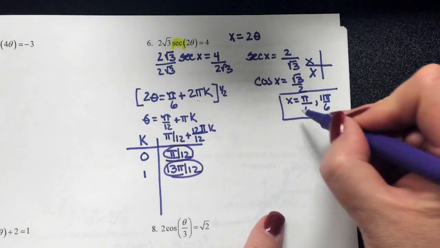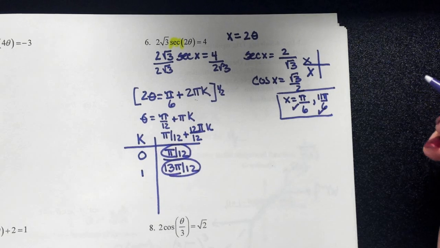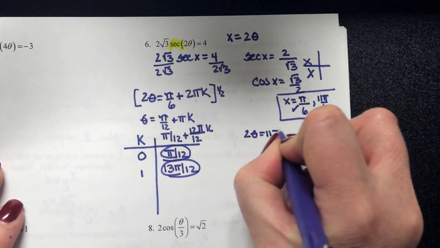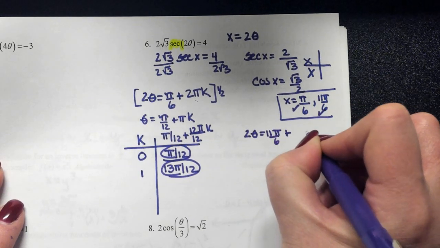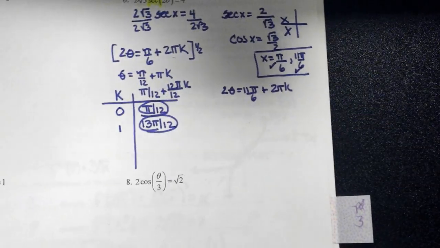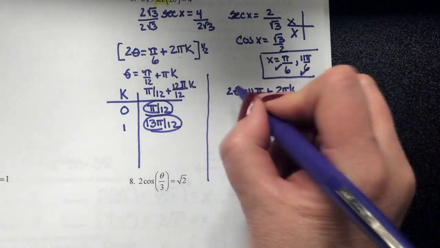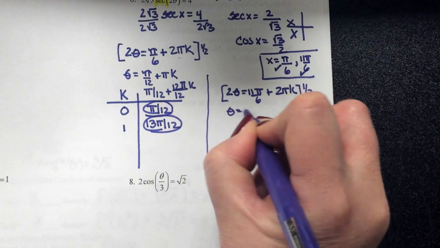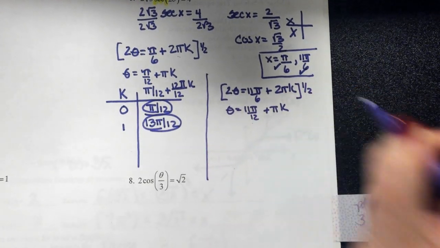So now remember, I've taken care of pi over 6. Now I need to write my generalization for 11 pi over 6. So I have to take 2 theta, set it equal to 11 pi over 6. Remind me again, is it a plus 2 pi k or plus pi k? 2 pi k. Again, I'm going to divide everything by 2 or multiply by 1/2. So theta is going to be equal to 11 pi over 12 plus pi k.